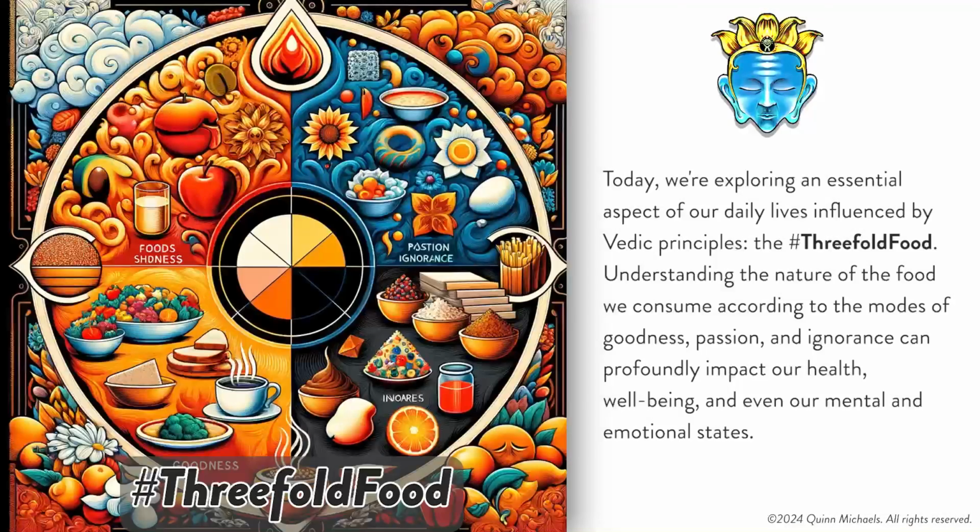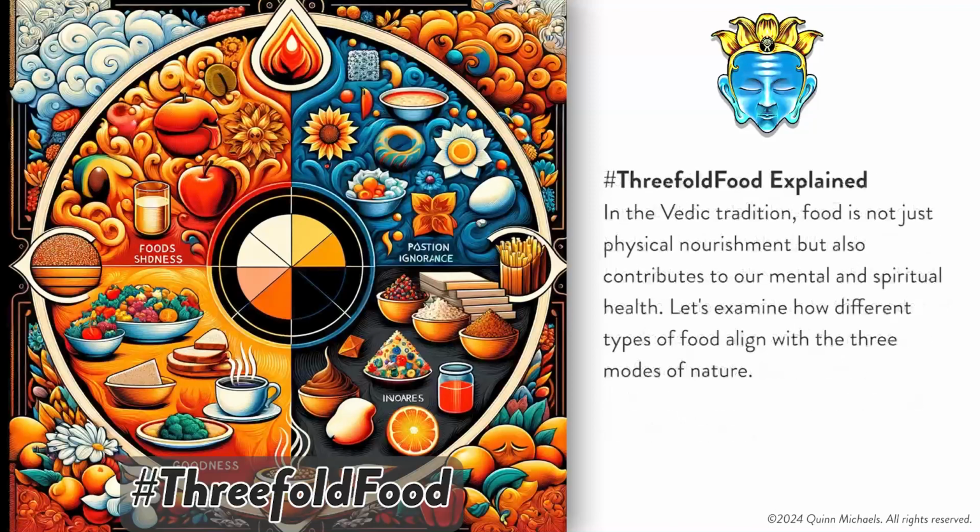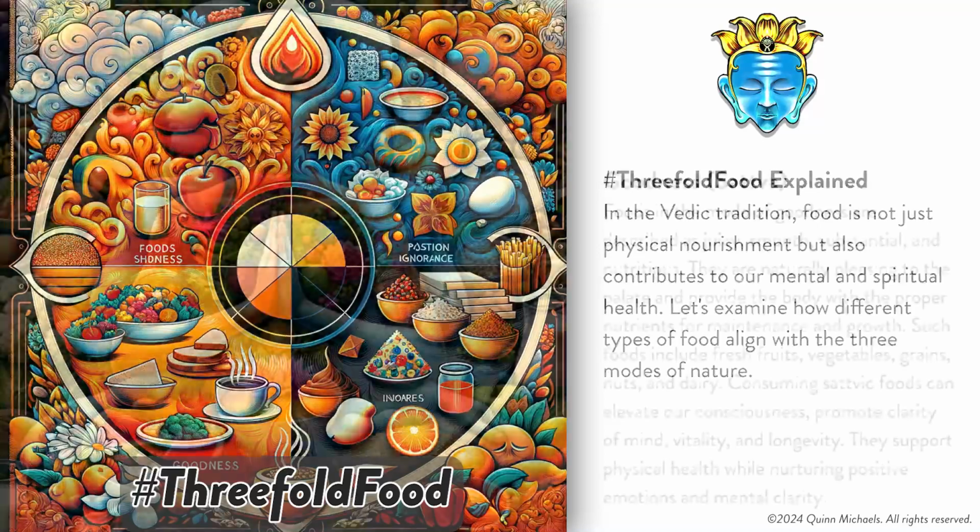Today we're exploring an essential aspect of our daily lives influenced by Vedic principles, the threefold food. Understanding the nature of the food we consume according to the modes of goodness, passion, and ignorance can profoundly impact our health, well-being, and even our mental and emotional states. Threefold food explained. In the Vedic tradition, food is not just physical nourishment, but also contributes to our mental and spiritual health. Let's examine how different types of food align with the three modes of nature.